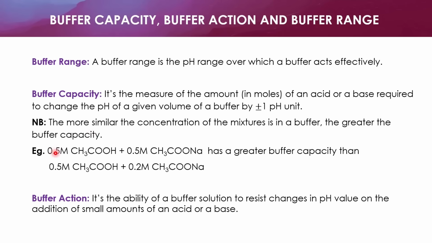and also a buffer made up of 0.5 molar acetic acid and 0.2 molar sodium acetate, it is expected that the buffer made up of 0.5 molar acetic acid and 0.5 molar sodium acetate should have a greater buffer capacity than the buffer prepared from 0.5 molar acetic acid and 0.2 molar sodium acetate, because the more similar the concentrations of the mixtures in a buffer, the greater the buffer capacity.